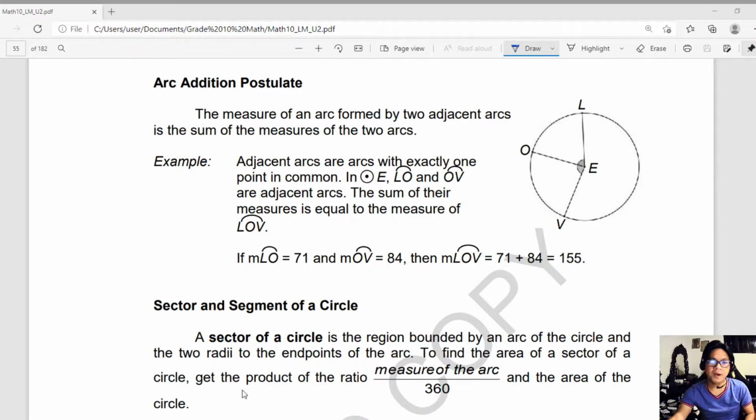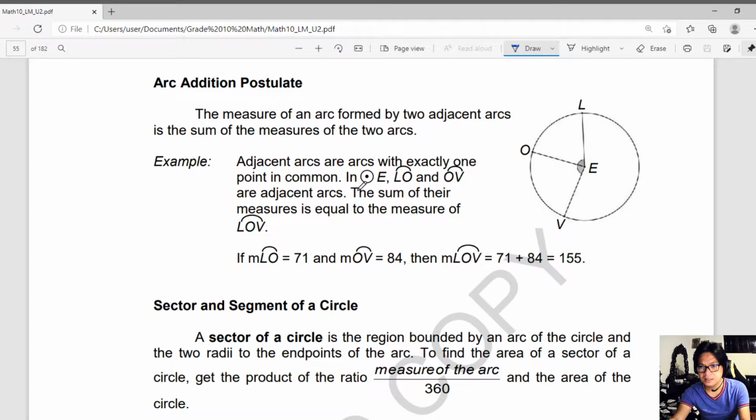Good day everyone. So today we will discuss the arc addition postulate, the sector and segment of a circle, and the arc length. So we will start from the arc addition postulate. The measure of an arc formed by two adjacent arcs is the sum of the measures of the two arcs. Example: adjacent arcs are arcs with exactly one point in common.